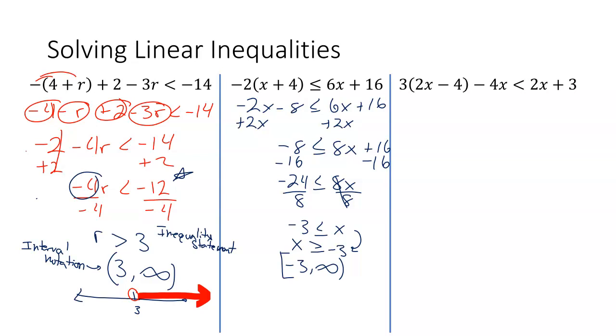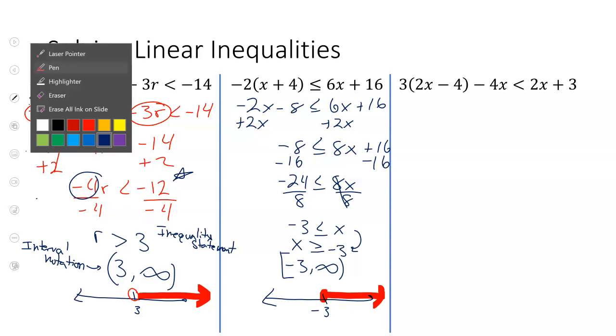Parentheses, always on the infinity. Infinity is not a number. So infinity always gets the parentheses. And then the difference graphically, instead of an open circle, what do we use instead? Closed circle. So I'll use a closed circle and shade to the right for greater than. If it was less than, I'd shade to the left.